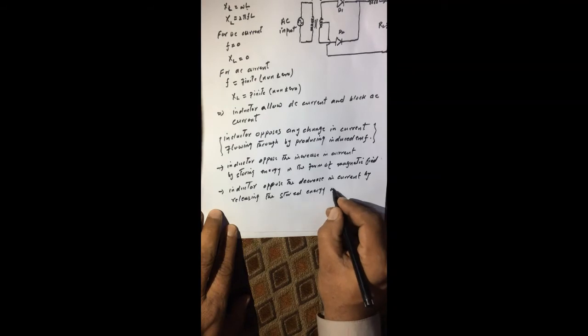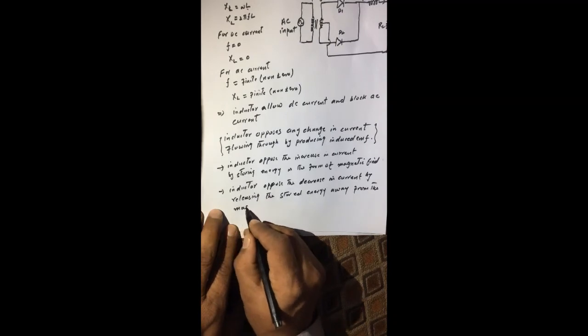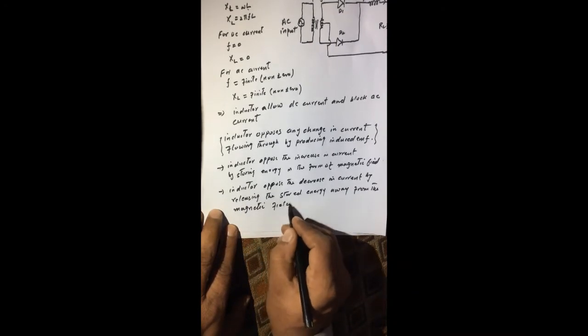Away from the magnetic field. This way, the inductor maintains a constant current: it will not allow the current to increase or to decrease. So it maintains a constant value of the current.